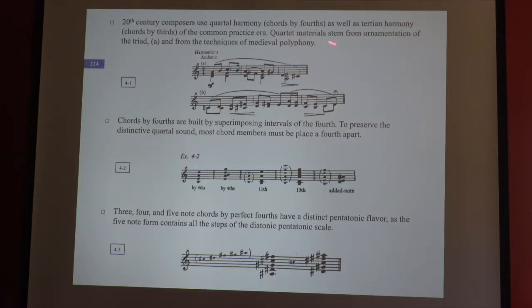Quartal material comes from ornamentation of the triad, something like in this kind of situation. So we have a triad, and we have ornamented notes that are moving above and below the triad. So this is where you hear fourths. In a way, it comes from this style, or it comes from medieval polyphony, where you had fourths moving like this. So fourths were used in common practice tonality. They always were this ambiguous interval, depending on counterpoint.